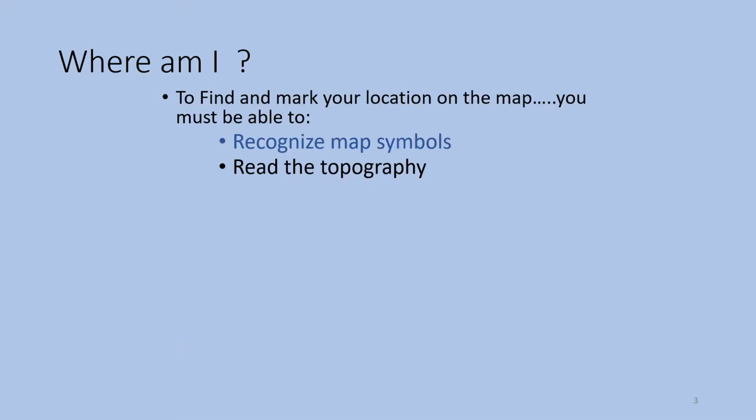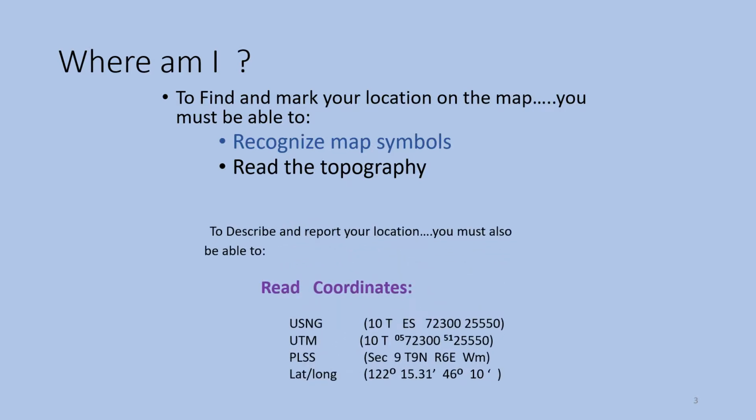There are two parts to answering the question, where am I? You must be able to find and mark your location on the map, and you must be able to describe and report your location using one of the four coordinate systems: U.S. National Grid, UTM, Public Land Survey System, and Latitude and Longitude.